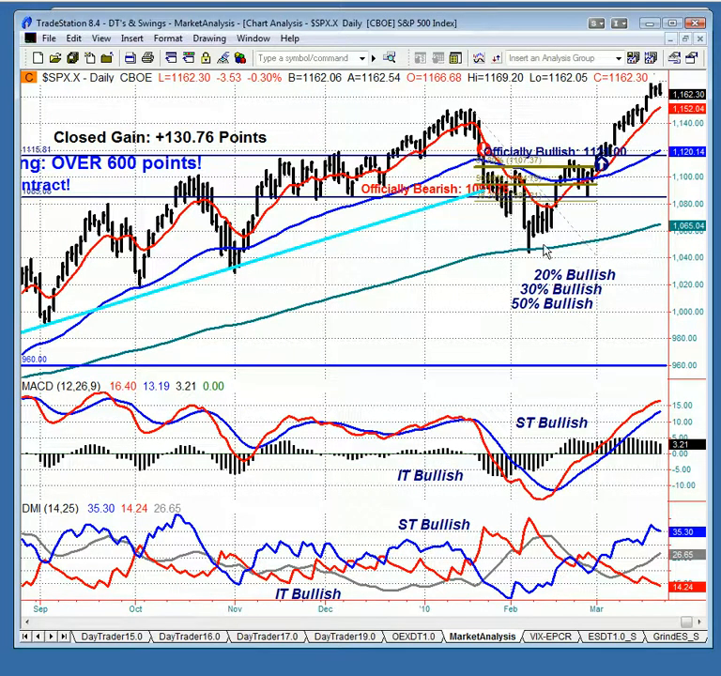Certainly the bounce off the key measure of trend following support resistance right here at this green line, certainly remaining bullish, certainly above the highs as well. So just a comfortable trend to the bullish side. So where do we remain? Certainly officially bullish on the market.